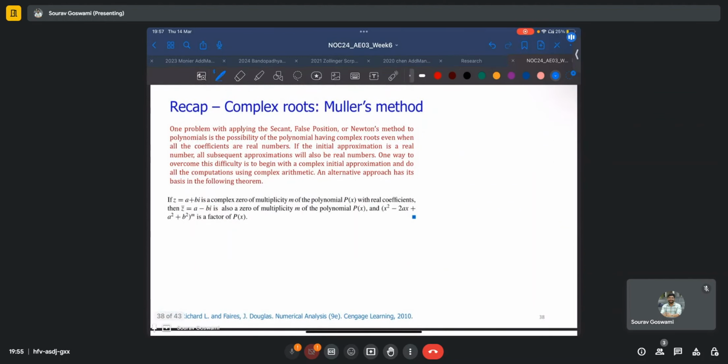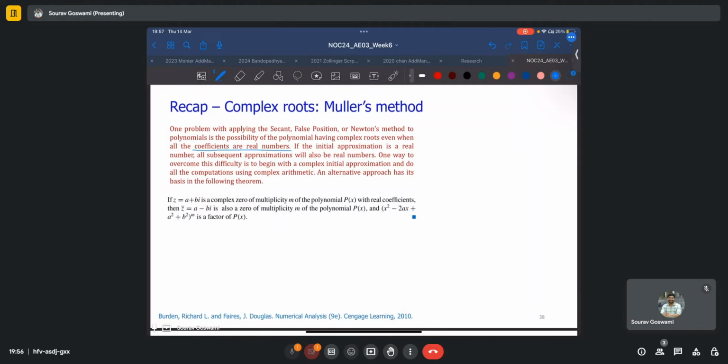Again, another problem with applying the regular false position method to polynomials is the possibility that the polynomial may have complex roots, even when all the coefficients are real numbers. However, till now, whatever computation we performed, we took the initial guesses as real numbers, and whatever operations we performed ensured that we'll only obtain real numbers. But what if at least one pair of roots of the polynomial we're dealing with is complex? What do we do in such a case?